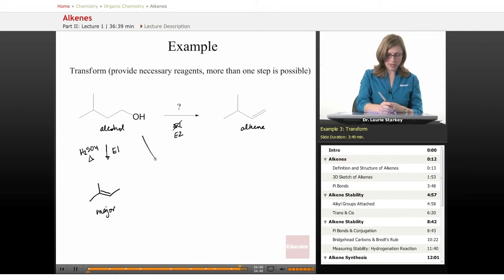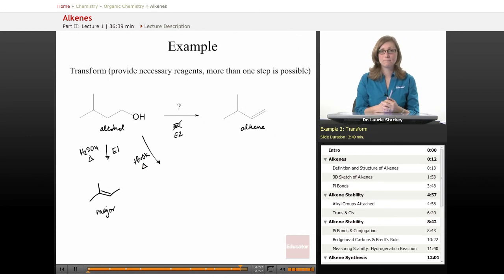So why don't we treat this with t-butoxide? We talked about t-butoxide as our bulky base, throwing a little heat in. What would happen if you took an alcohol and you reacted it with t-butoxide? Would you expect the E2 elimination? What's wrong with trying to do an E2 here?